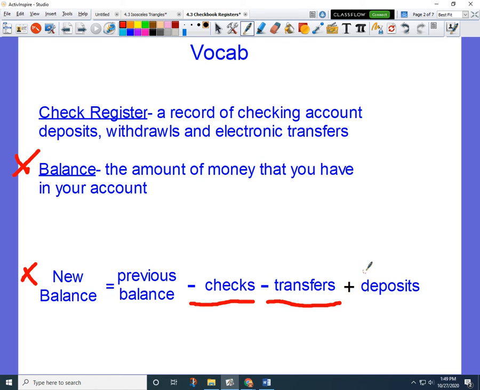And then lastly, probably the one that you could figure out the easiest is any deposits are going to get added on. So basically, you're going to have to read the scenario and determine if the dollar amount is going to get subtracted off or added back on. The big clue is the word deposit. If you are depositing money, it's going to get added on.